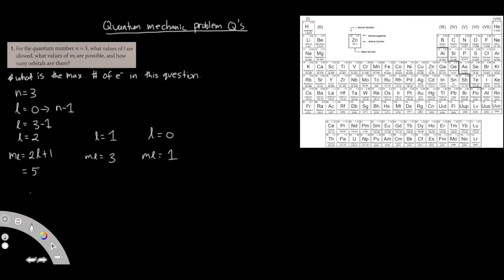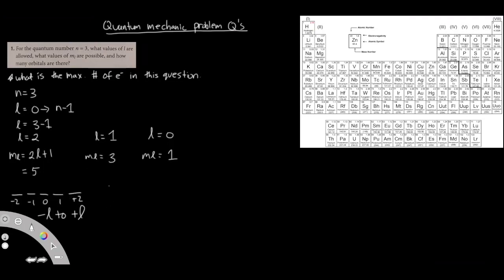So if this is 5, this means that there are 5 orbitals. The value of it follows this rule: negative L to positive L. So if there are 5 orbitals, and we know that it can go from negative 2 to positive 2, this means negative 2 all the way up to positive 2, and then everything else in between tags along. These are your values: negative 2, negative 1, 0, 1, 2.